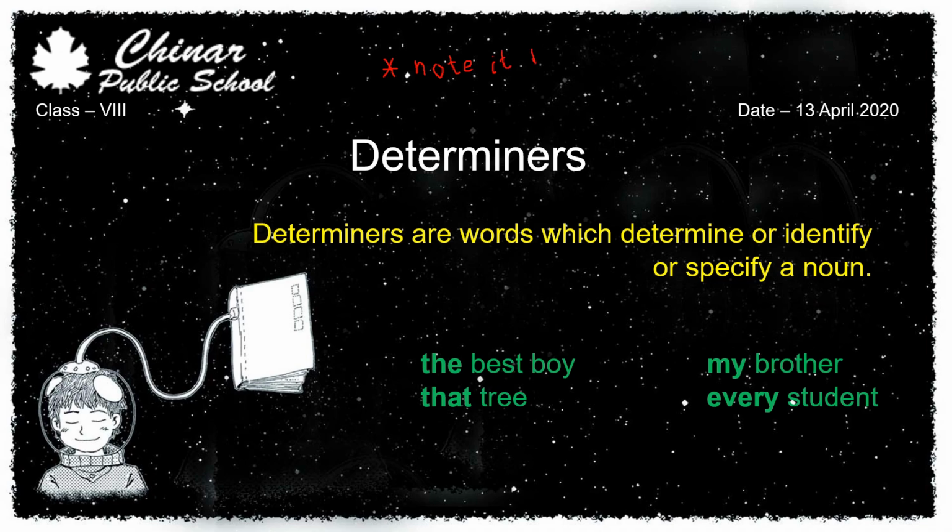Let's start with our first chapter in grammar, determiners. Determiners, as you see on the screen, are words which determine or identify, or you can say specify, a noun. For example, the best boy. Here the is specifying what the boy. So the is a determiner. My brother. My is again specifying. That tree. That. Every student. Every.